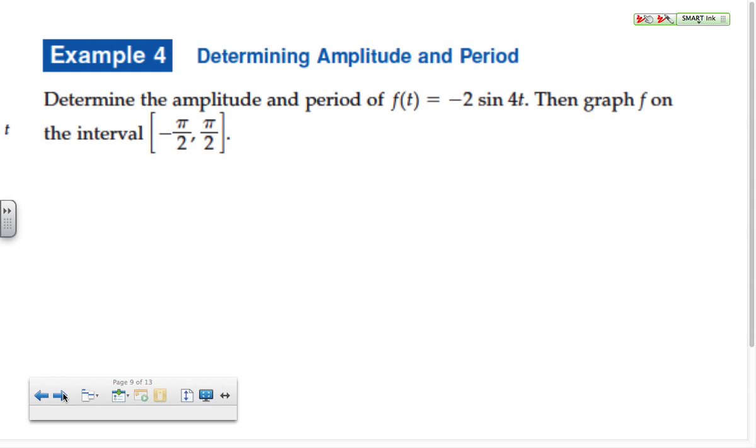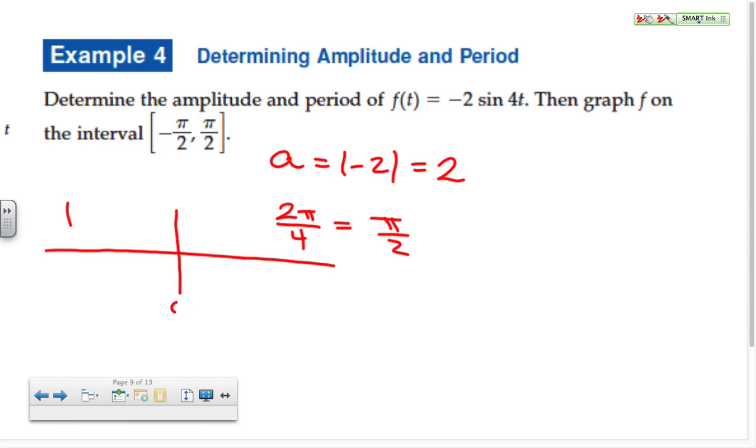So let's go ahead and determine the amplitude. First of all, the amplitude is the number that's sitting in front of the function. So A is the absolute value of negative 2, which is 2. And then the period is 2 pi divided by 4, so our period is going to be pi over 2. So this is going to be a very tight period. If the whole cycle goes in pi over 2, then from negative pi over 2 to pi over 2, it's actually going to cycle twice. Okay? So let's look at how we would graph this.